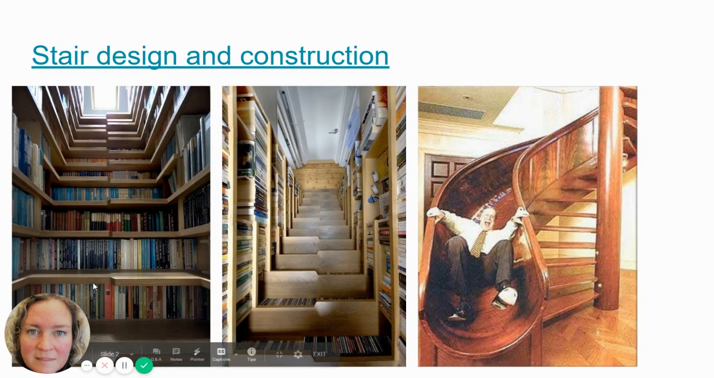This one I love because this is another example of an attic stair, maybe going up into an attic that maybe is a loft office space or something like that. But what a great way to use all the storage around here for books. Obviously, somebody who is an avid reader. And this is the same set of stairs looking down from up above in the attic space.